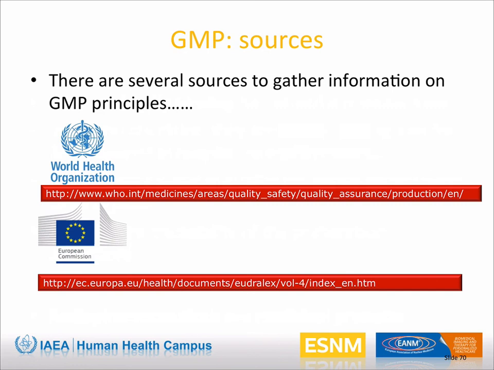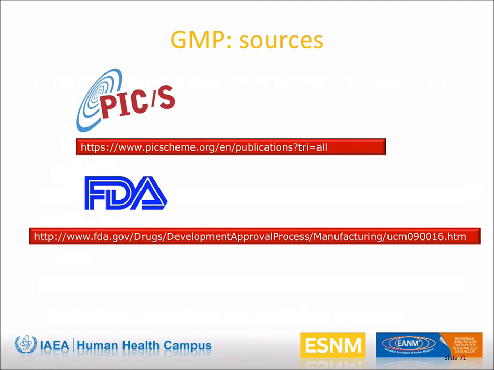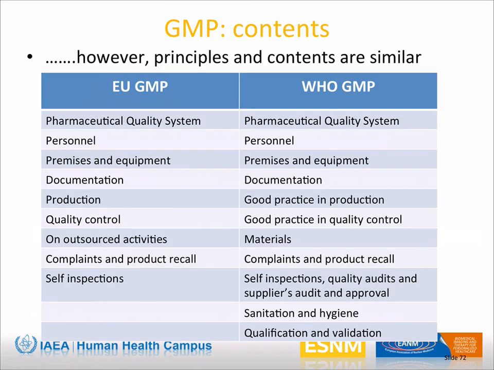If you want to get familiar with GMP principles and aspects, there are several sources to gather information. So, you may download GMP guidelines from the website of the World Health Organization, WHO, or the website of the European Commission, again from the website of Pharmaceutical Inspection Convention Scheme or the Food and Drug Administration.